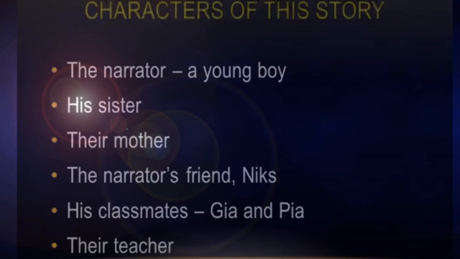There are mainly 6 characters in this story. The first one, the narrator, is a young boy in the story. Then his sister, their mother, the narrator's friend Nix, his classmates Gia and Pia, and finally their teacher.